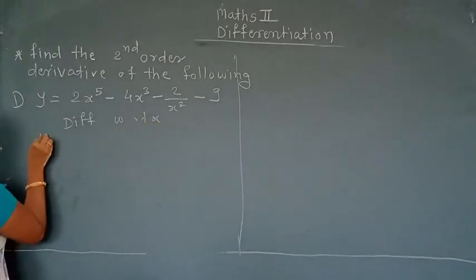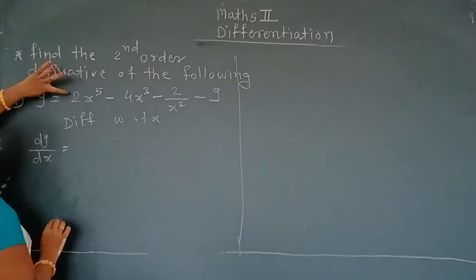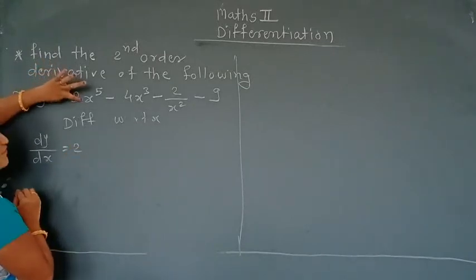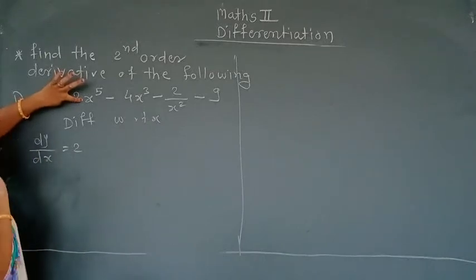So dy by dx is equal to, straightforward, 2 is a constant, and x raised to 5 is compared with x raised to n. So what is the derivative of x raised to n? n, x raised to n minus 1.